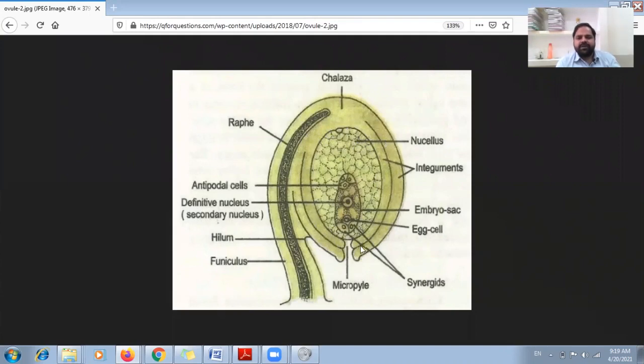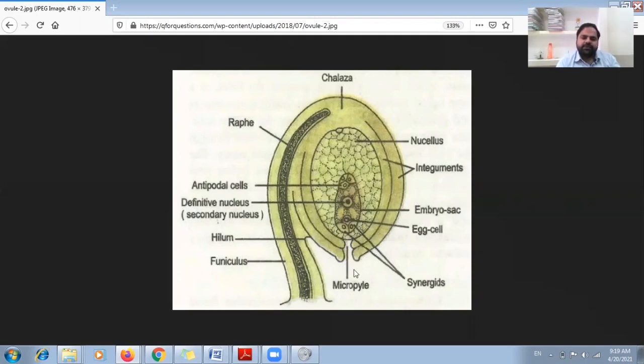The nucellus is covered by two layers. These two layers are called integuments. Integuments is a general term used in biology for such layers. So there are two layers covering the nucellus, the main part of the ovule, and we can see there is a point where these two layers are absent. Where these two layers or integuments are absent is called the micropyle.